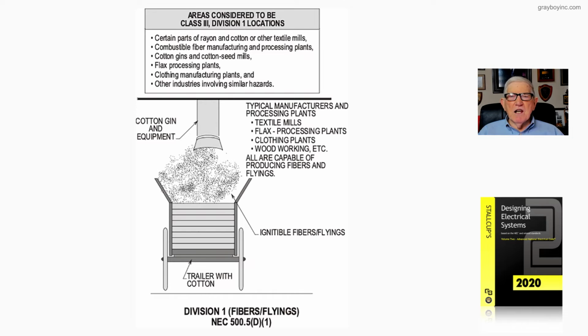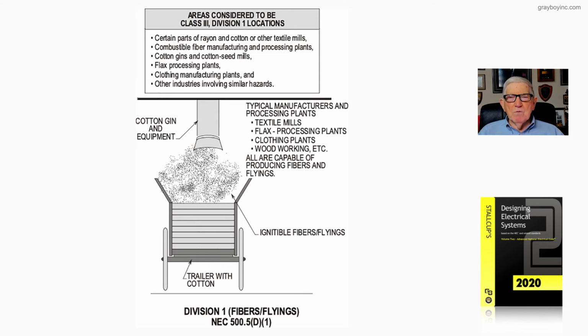plants, all are capable of producing fibers and flyings. And of course, you have a laundry list listed above in the boxed in information, areas that are considered to be a Class 3 Division 1 type location. And you can see that, again, textile mills, cotton gins are listed there. The third bullet down is cotton gins and cotton seed mills, and you have your clothing and manufacturing plants.